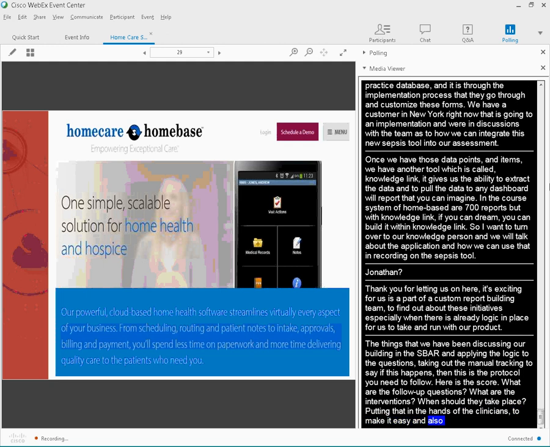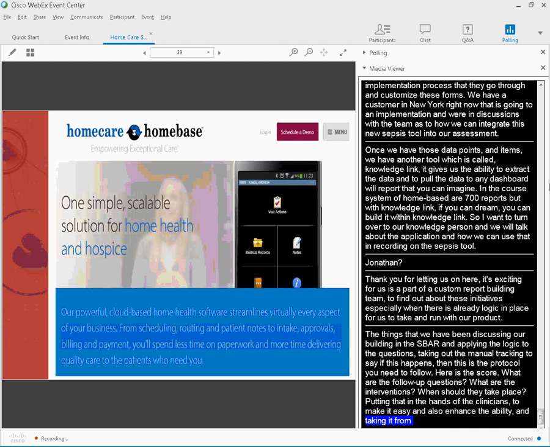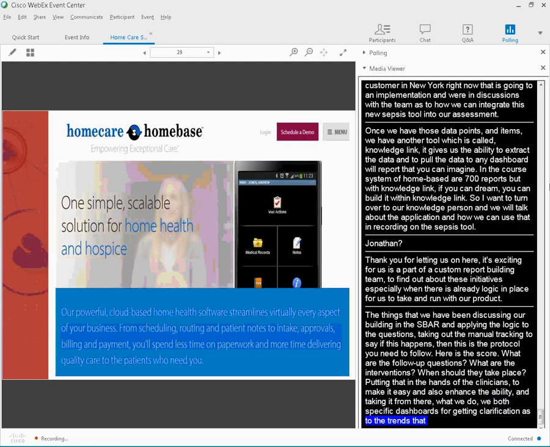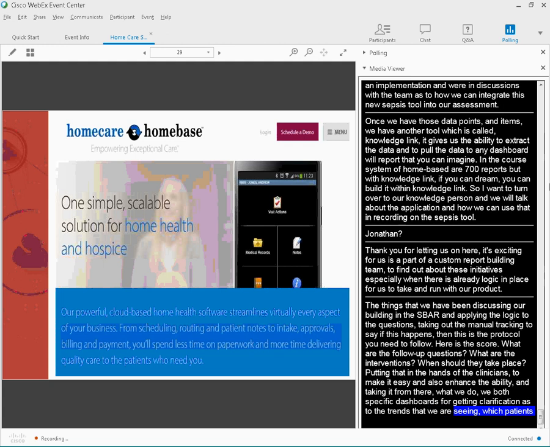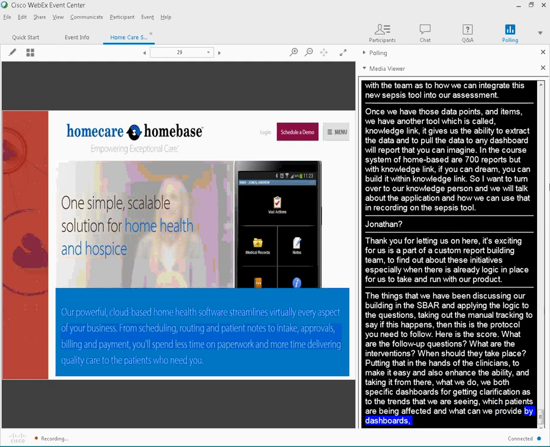Taking it from there, what we can then do on our side is build specific dashboards for giving clarification as to the trends that we're seeing, which patients are being affected, and what ultimately we can provide to the decision makers in the back office by dashboards, which is going to be multiple reports in one easy-to-view screen, and then ultimately digging down and building out data sources.